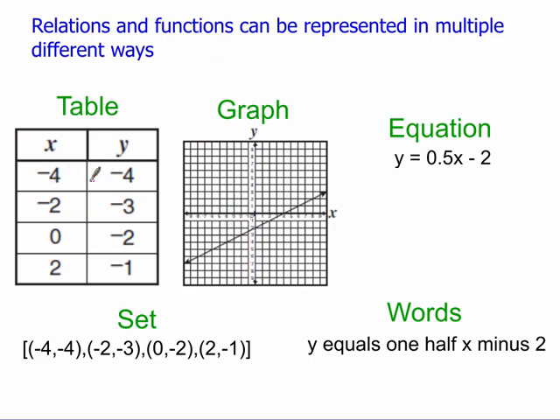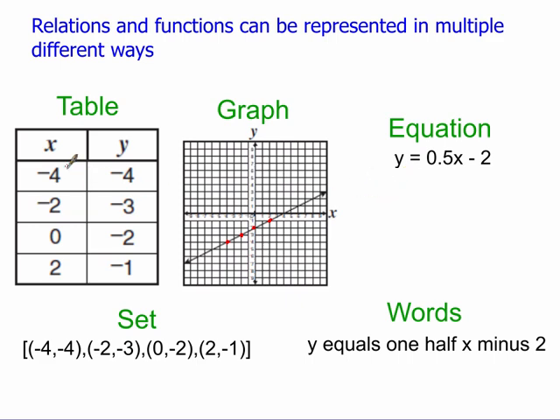If you look at my table, I've got (-4, -4), (-2, -3), (0, -2), and (2, -1). Down here, I've just put all of those ordered pairs into a set. And on my graph, I've got this graphed as a line here, and I can just pick out these points. Here's (-4, -4), I see that's on my line. (-2, -3) is on my line. (0, -2) is on my line. And (2, -1) is also on the line. So all of these points are on this graph, and we're showing the exact same relation.